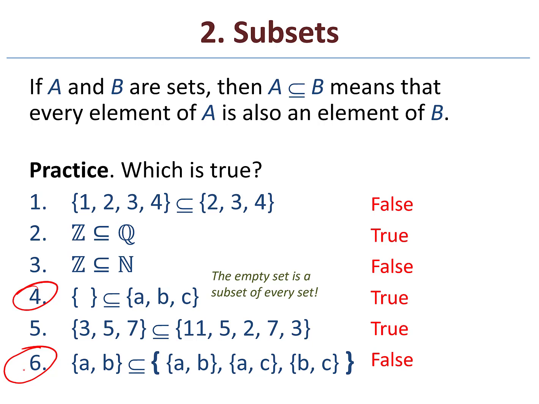The other tricky one is number 6. And you might think that this is true because I see an A and a B on the left, and I see an A and a B on the right, but A itself is not an element of the set on the right, and B itself is not an element of the set on the right. Now, I could make this into a true statement if I had actually used the element symbol. So it turns out that it is true to say that the set {A, B} is an element of the set on the right.